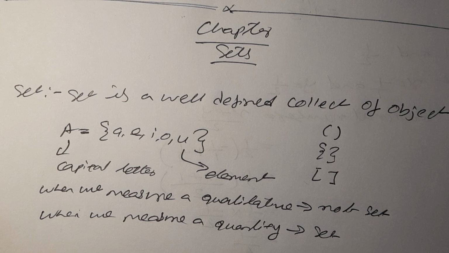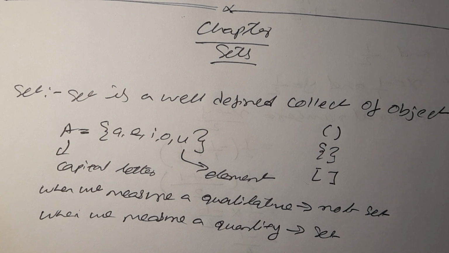For example, if I ask what is the favorite fruit of a student, it differs from person to person, so it is not a set. If I ask what is the total number of students in a classroom, the answer will remain the same for every student, so it is a set. So how are we going to identify which one is a set and which one is not? When we get the same answer, that is a set. When we get a different answer, that is not a set. When we get quality, that is not a set. When we get quantity, that is a set.